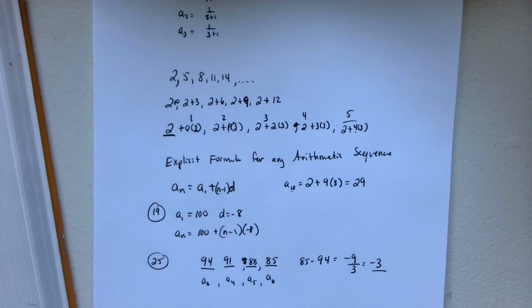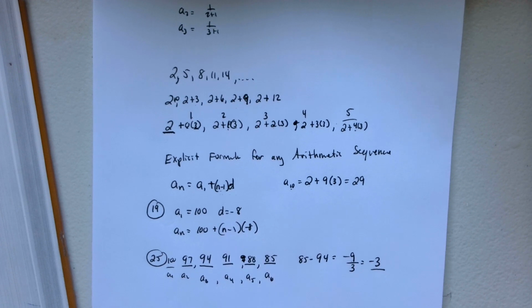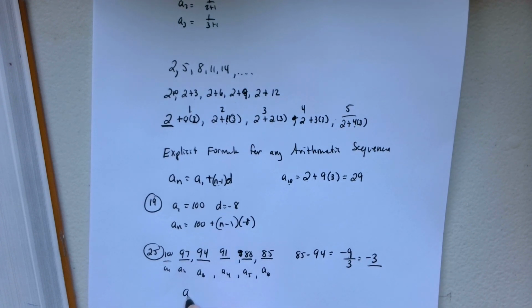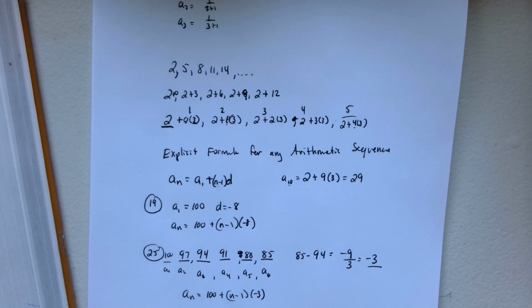What I don't have is the first term. But this was the third term, and so if I go in reverse and I add 3, I'd have 97 for the second, and I would have 100 for the first. So my formula, a sub n, would be 100 plus n minus 1 times -3. Okay?